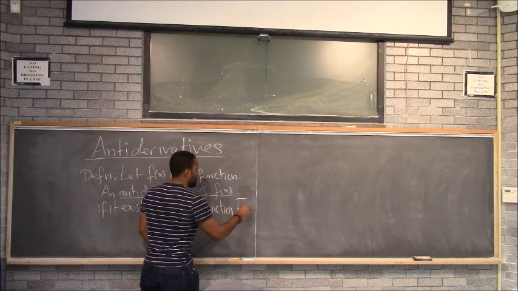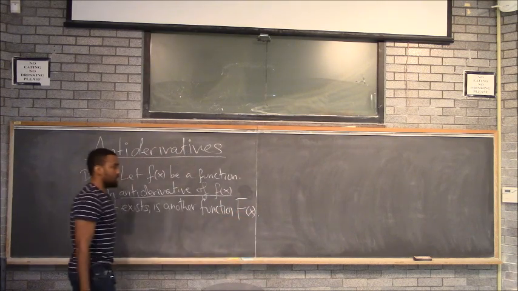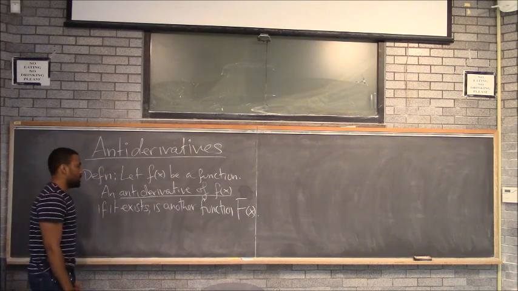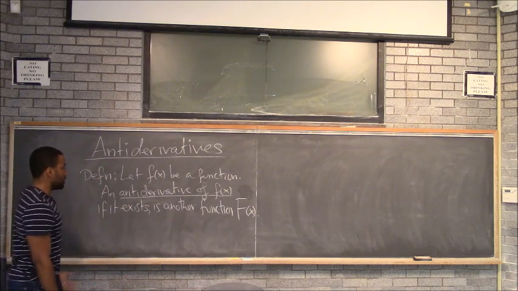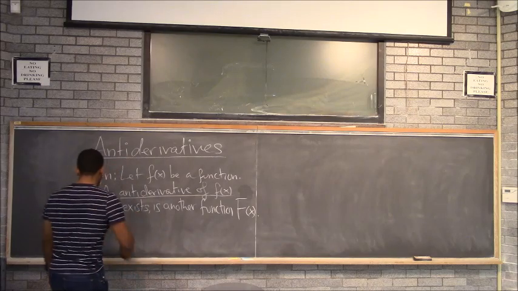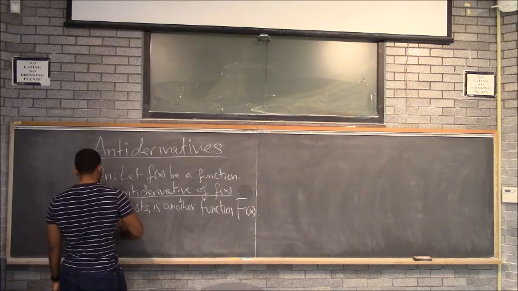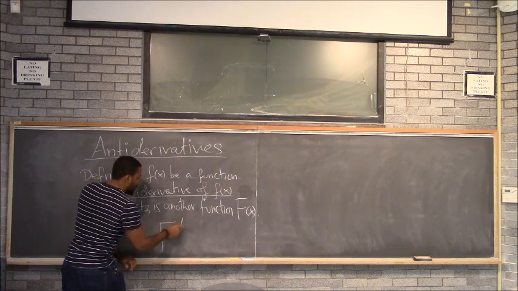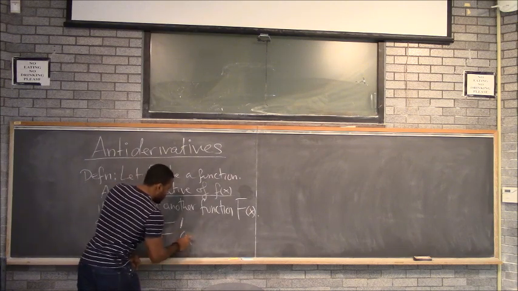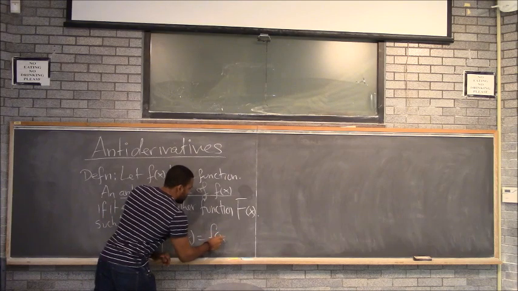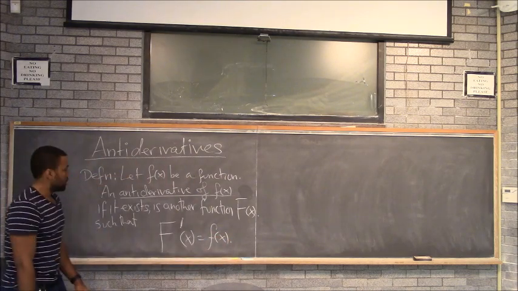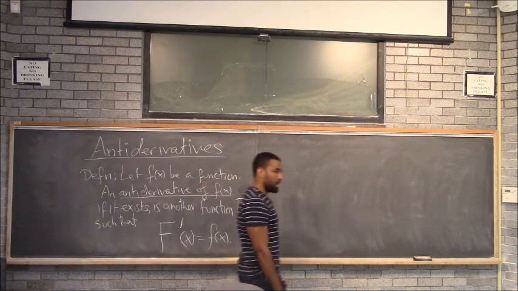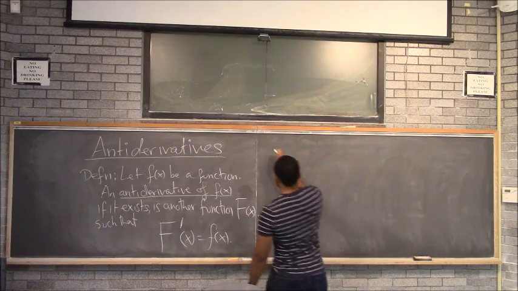Customarily, we call this big F of x. So little f of x is some original function that we're looking at, and I want to talk about its antiderivative. I'm actually talking about some other function, such that if I differentiate the big F, I get the little f. That's called an antiderivative. So, let's do an example.